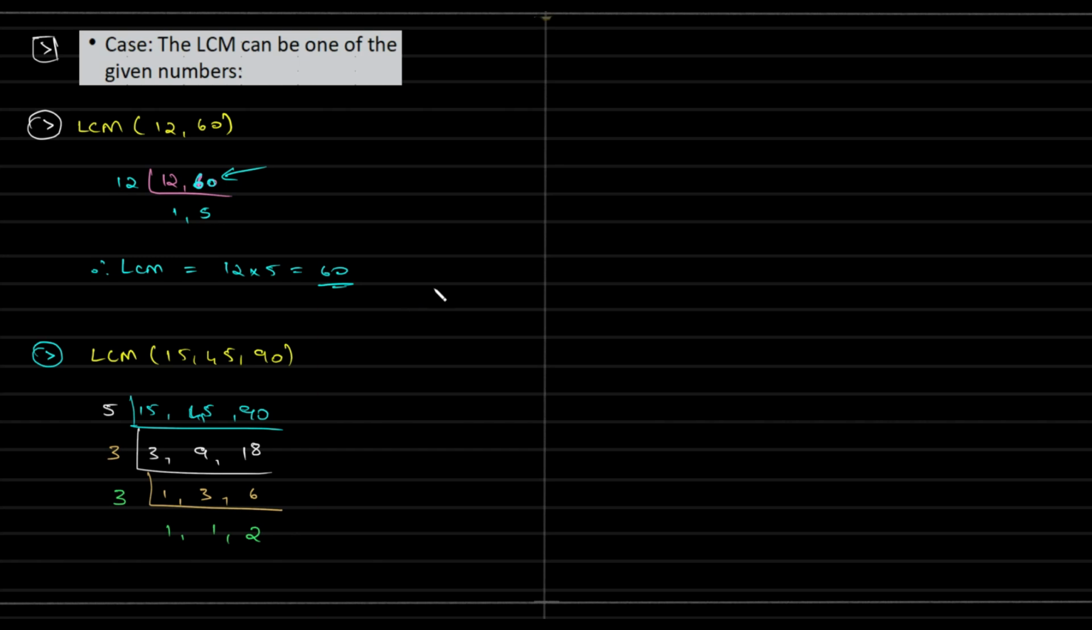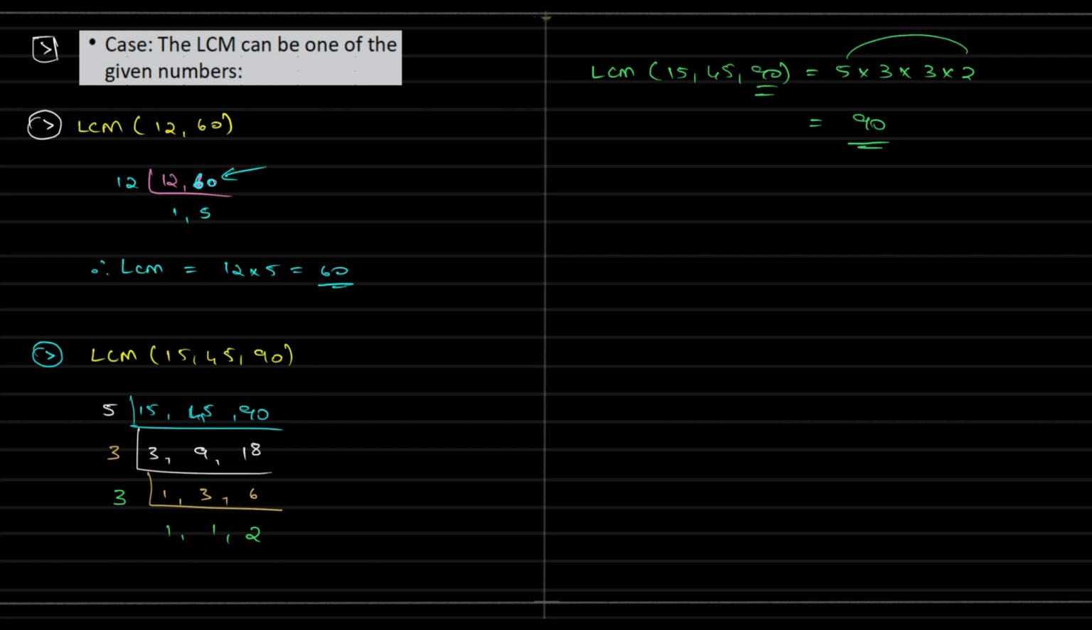So now we have the LCM between 15, 45 and 90 as 5, 3, 3 and 2. So again, be smart. 5 and 2 is 10, 3 and 3 is 9, so 90 is your answer. That was the topic, and one of them will be our LCM.